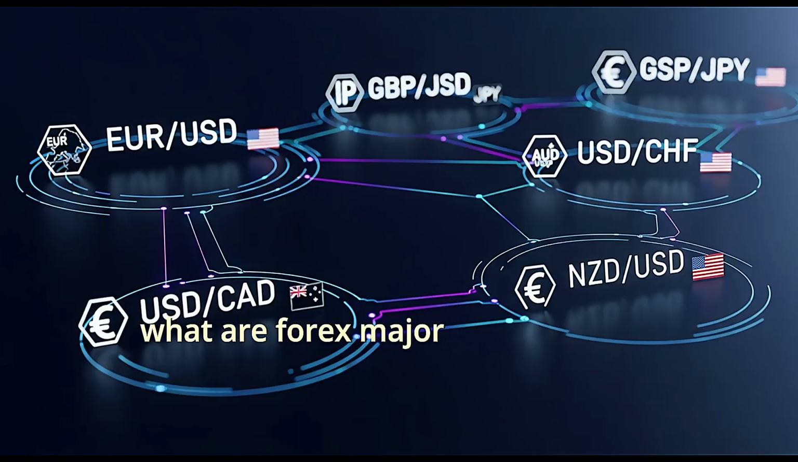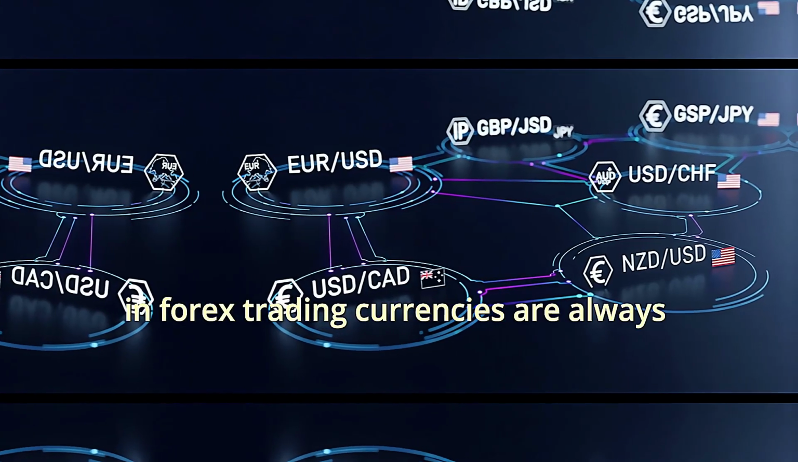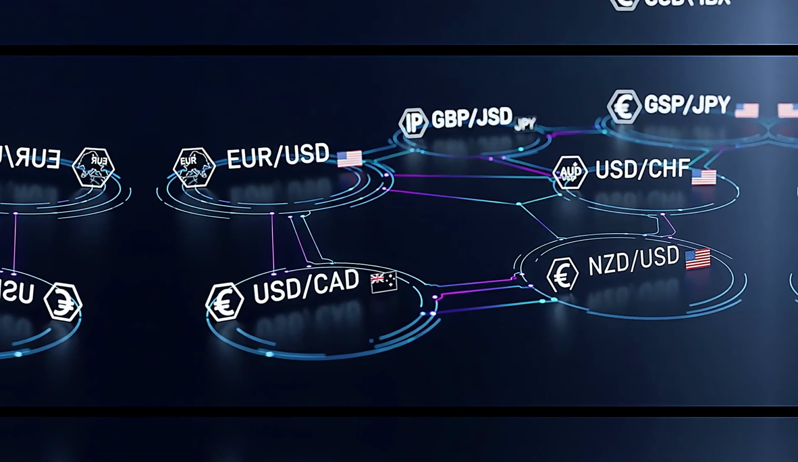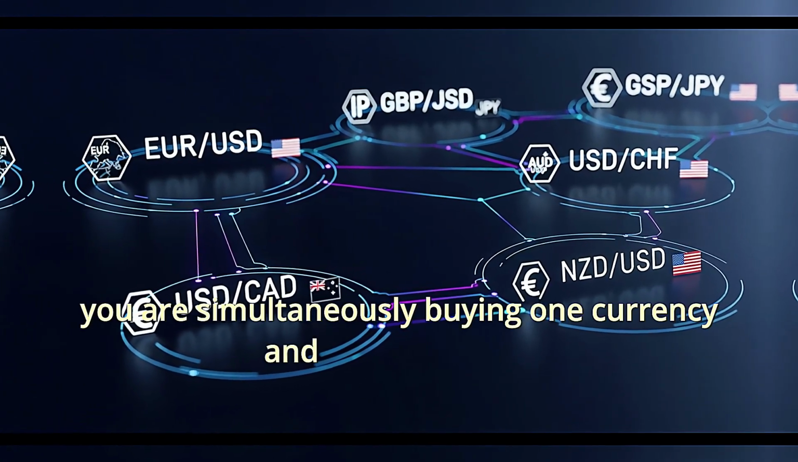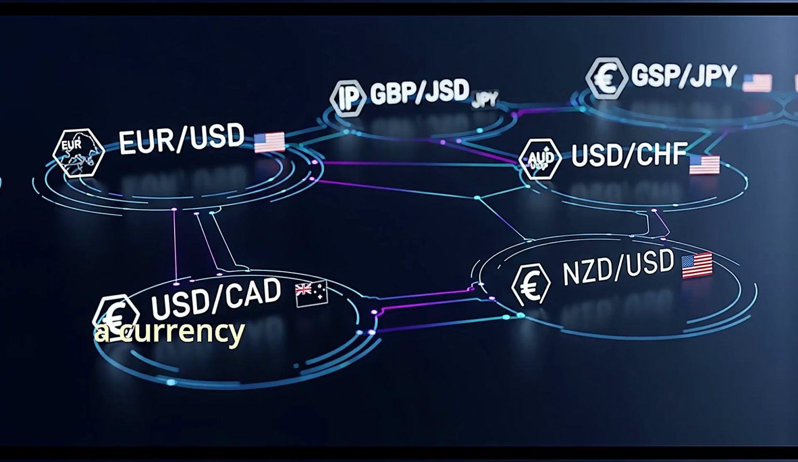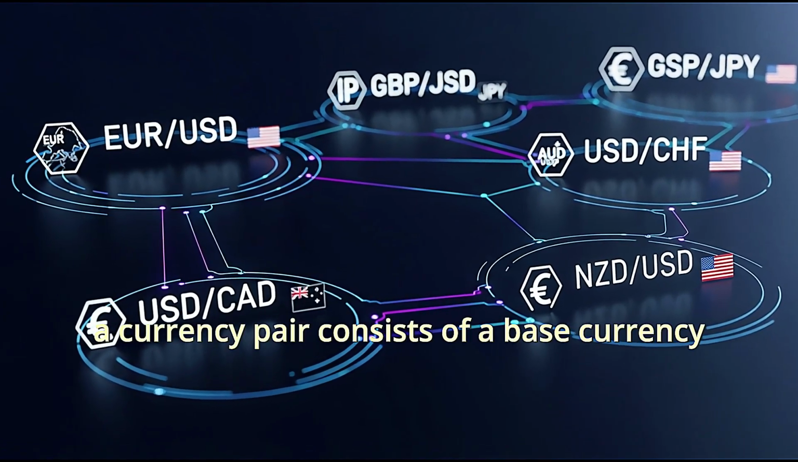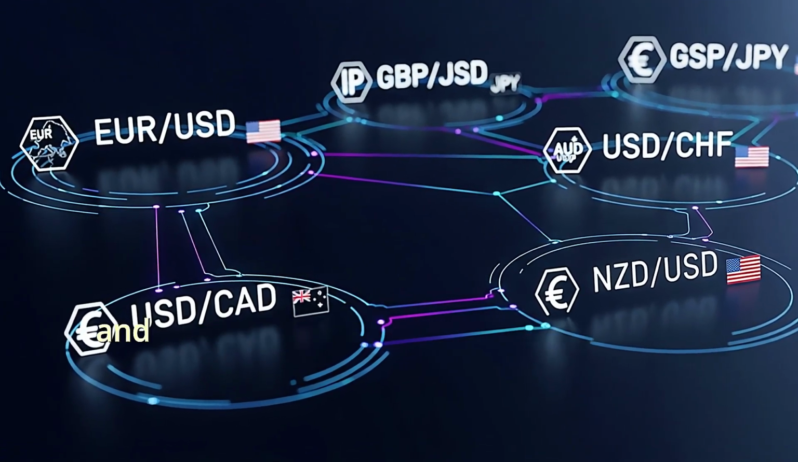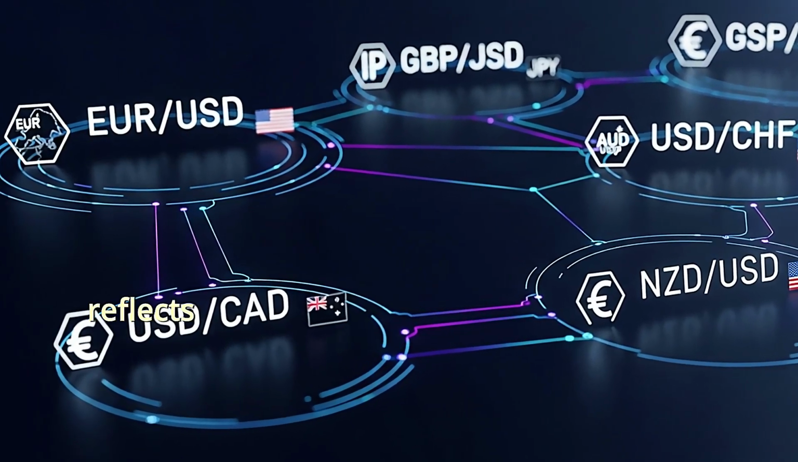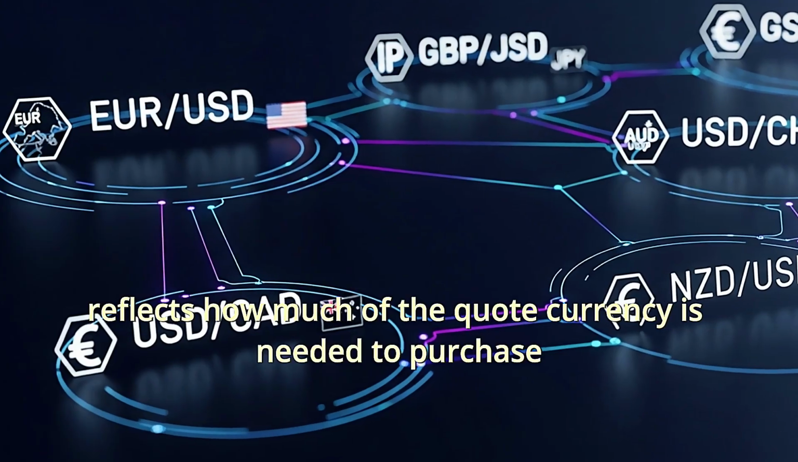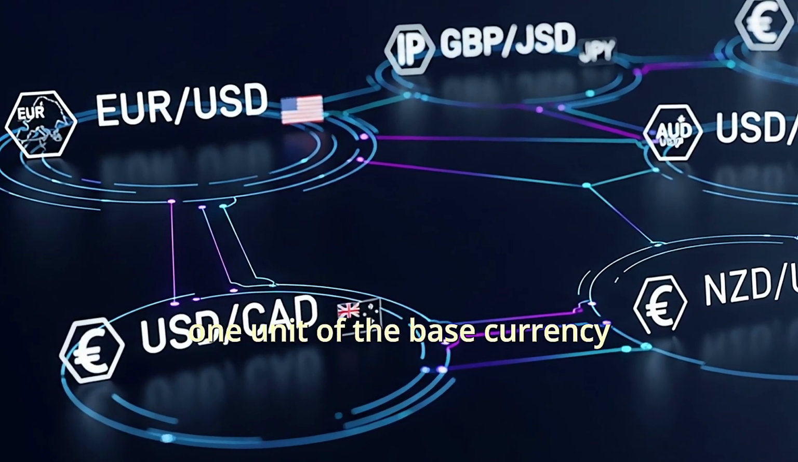What are Forex major currency pairs? In Forex trading, currencies are always quoted in pairs. When you trade Forex, you are simultaneously buying one currency and selling another. A currency pair consists of a base currency, the first currency in the pair, and a quote currency, the second currency. The price reflects how much of the quote currency is needed to purchase one unit of the base currency.